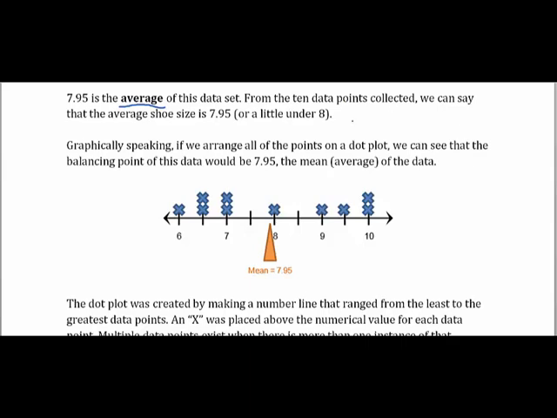From the 10 data points collected, we can say that the average shoe size is a little under 8, or 7.95. Now graphically speaking, if we arrange all the points on a dot plot, we can see that the balancing point of this data would be 7.95, and that would be the average of the data. Now if you could take your finger and put this at that exact location, you would actually balance that perfectly, and the x's on one side and the x's on the other would perfectly balance, as if a waiter or waitress is carrying out a large tray of food arranged in this location from the left side to the right.